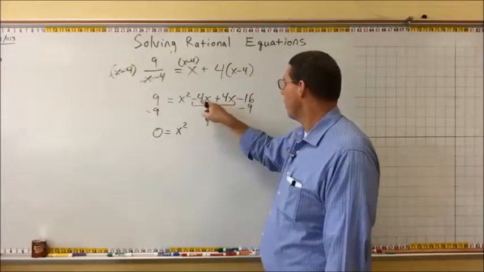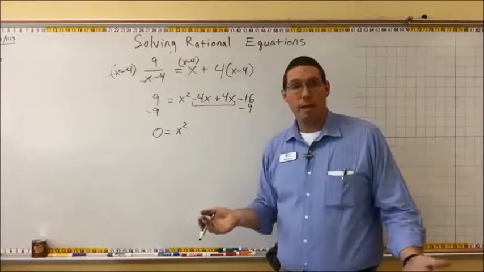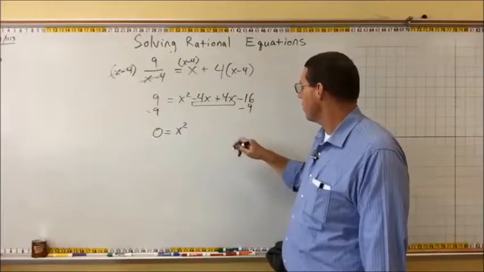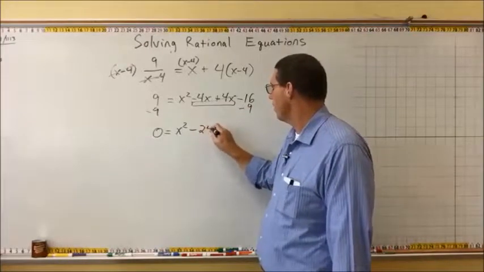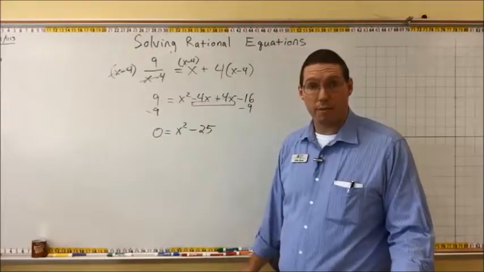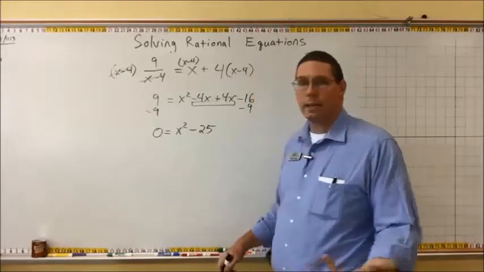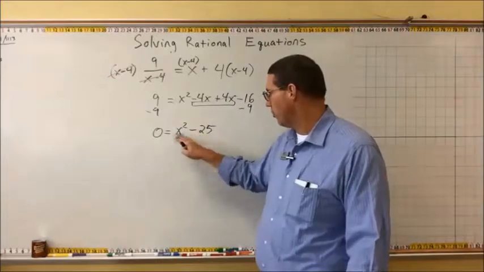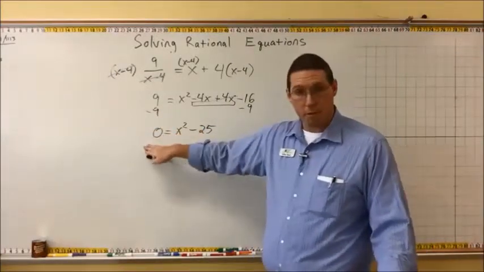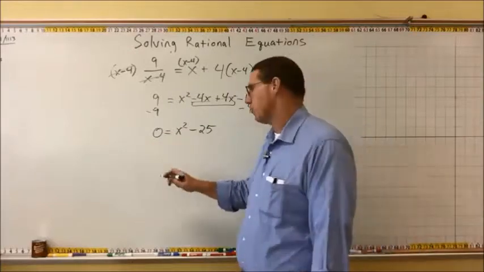What's negative 4x plus 4x? Well, they cancel each other out, so we don't need those anymore. Negative 16 minus 9 is negative 25. Now we can factor this. This is a special case, a difference of squares. Or we can extract square roots. We can add 25 to both sides and then take the square root of both sides and do plus or minus over here. But I'm going to factor instead.